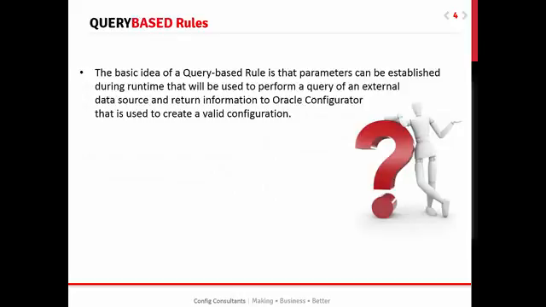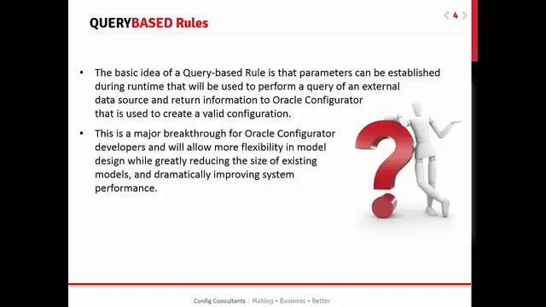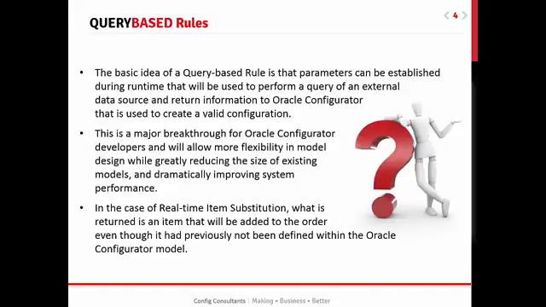The basic idea of a query-based rule is that parameters can be established during runtime that will be used to perform a query of an external data source and return information to Oracle Configurator that is used to create a valid configuration. This is a major breakthrough for Oracle Configurator developers and will allow more flexibility in model design while greatly reducing the size of existing models and dramatically improving system performance. In the case of real-time item substitution, what is returned is an item that will be added to the order even though it had previously not been defined within the Oracle Configurator model.